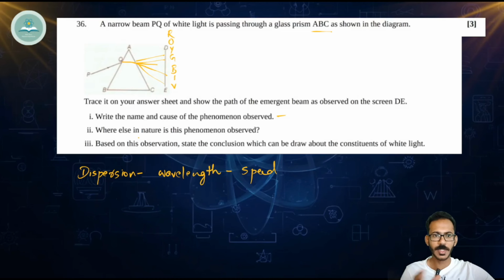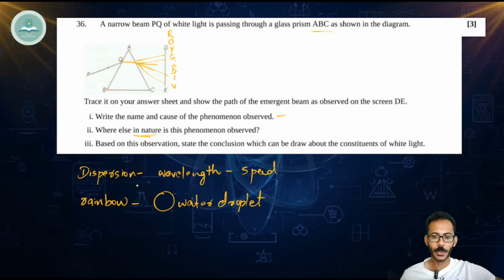Next one is, where else in nature is this phenomenon observed? Where do we see these 7 colors? In the rainbow. We see this in the rainbow. Here we have this glass prism, but in a rainbow, instead of a glass prism, we have water droplets. So there, the water droplet acts as a prism. So it's observed in the rainbow, where the water droplets behave like a prism.